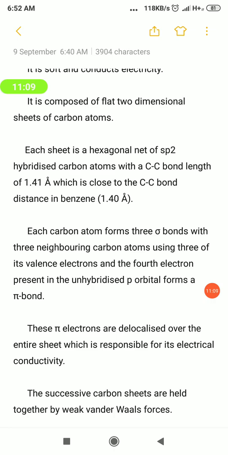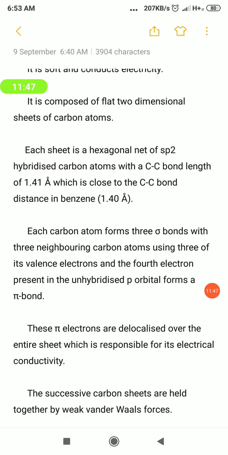1 s orbital and 2 p orbitals are involved, whereas the remaining p orbital has an unpaired electron, which will be free without being involved in bonding. Here the carbon bond length is 1.41 Angstrom, which is closer to the bond length in benzene, where the carbon bond length is 1.40 Angstrom. With sp2 hybridization, 3 orbitals are involved in bonding, so a carbon can form 3 sigma bonds with the 3 neighboring carbon atoms.